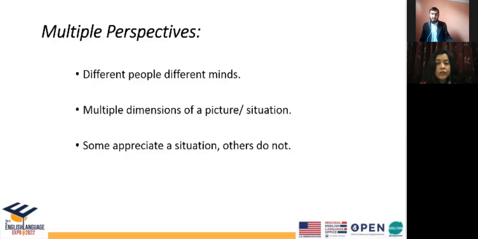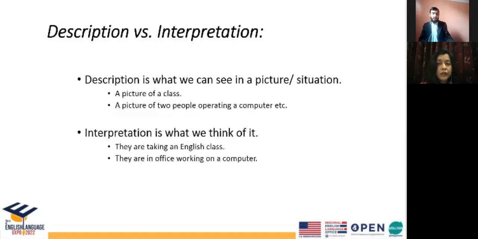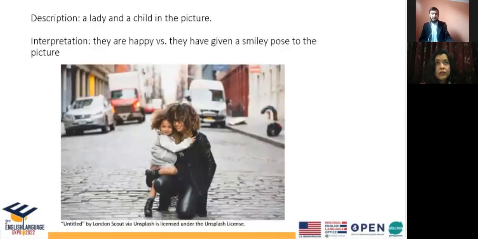And also some appreciate a situation, however, others do not appreciate the situation or a picture. Now, description and interpretation. What is description and what is the interpretation? Description is what we can see in a situation or in a picture, and interpretation is what we think of it. Now, for instance, in this picture, we have a lady and we have a small baby.